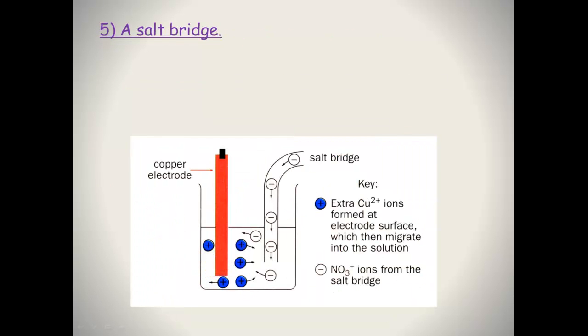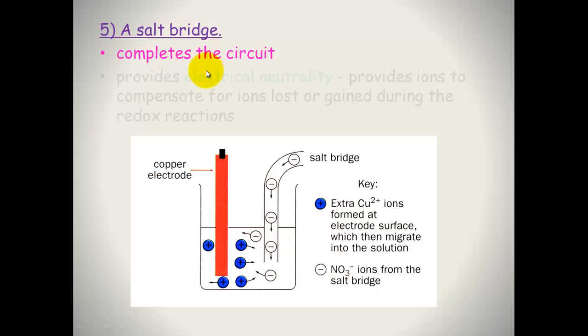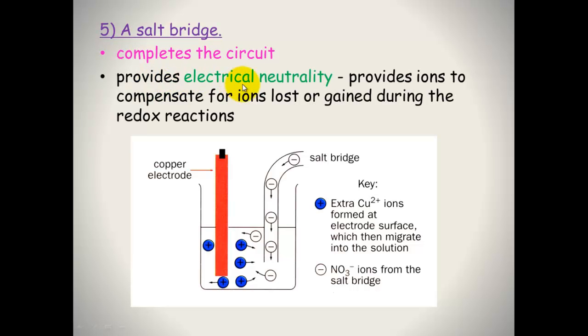Okay, and the last thing, which I've already pretty much spoken about, is the salt bridge that's needed. So you've got a salt bridge that's generally made up of something like potassium nitrate, something that's not going to be reactive, that's not going to form any sort of ionic solids or anything like that. What the salt bridge does is it completes the circuit and it provides electrical neutrality, and that's what I was talking about before. You're compensating for ions that are lost or gained during the redox reaction.